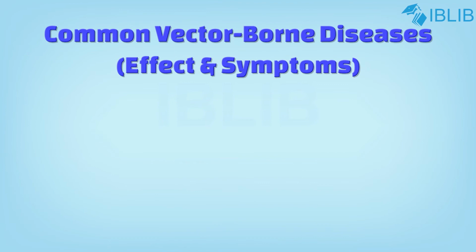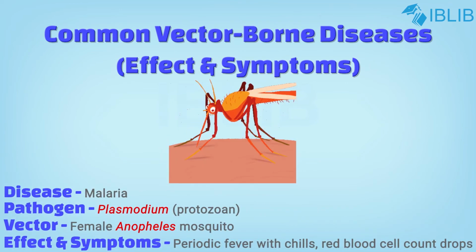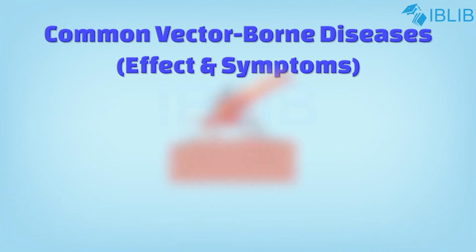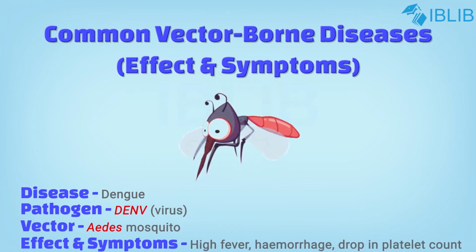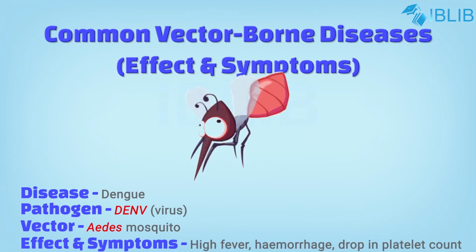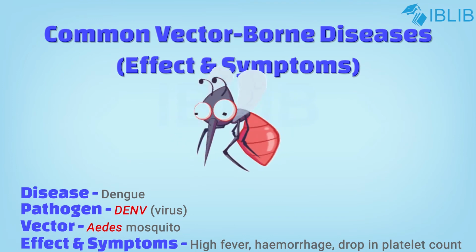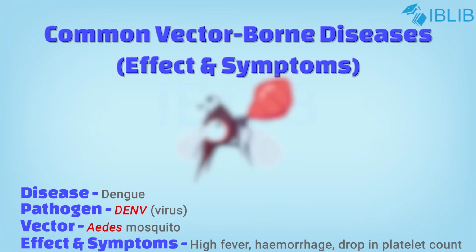Some common vector-borne diseases with their effects and symptoms. Malaria. It is caused by Plasmodium and the vector is female Anopheles mosquito. The symptoms are periodic fever with chills, red blood cell count drops. Dengue. It is caused by DNV virus. The vector is Aedes mosquito and the symptoms are high fever, hemorrhage, drop in platelet counts.